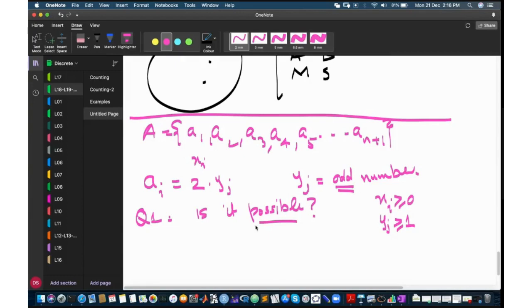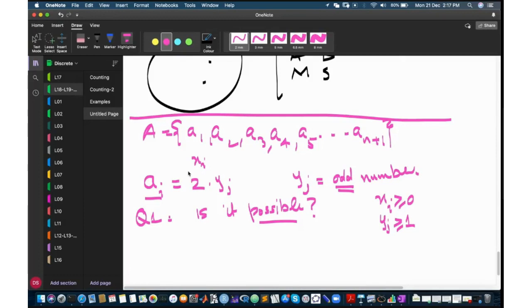Is it possible? Can I always write an integer as the product of an odd number times 2 to the power of something? Yes, sir. Okay, why can I always write it like this? Because 2 to the power 0 makes it 1. Yeah. So you can cater all the odd numbers, and if you take 2 to the power 1 or any of the other powers, you can cater all the even numbers.